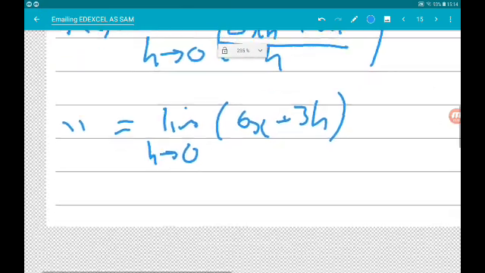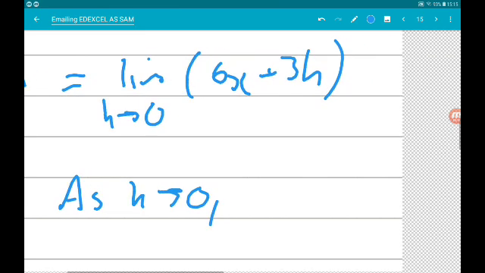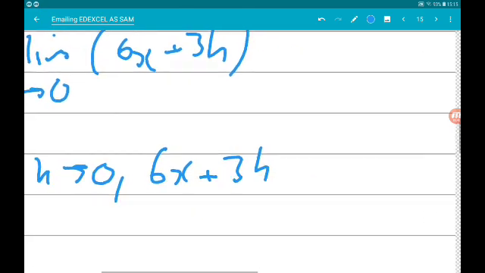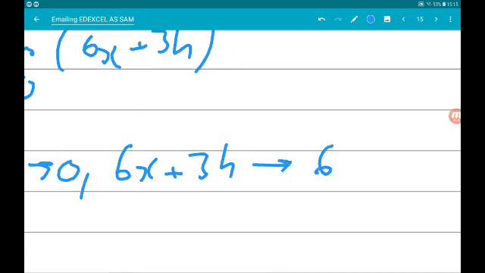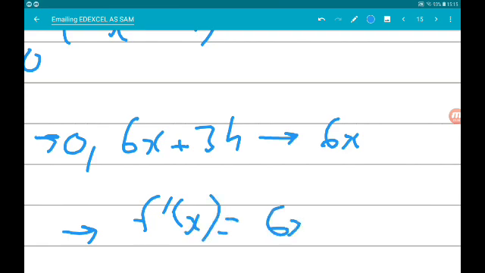Now, as h tends to 0, 6x add 3h. So essentially what we do when we say tend to 0, really you can think of it as saying just h is 0. Just means as it gets incredibly small, it becomes negligible, so we can just ignore it, think of it as 0. So 6x add 3h tends to 6x, therefore the derivative of f at x is 6x.